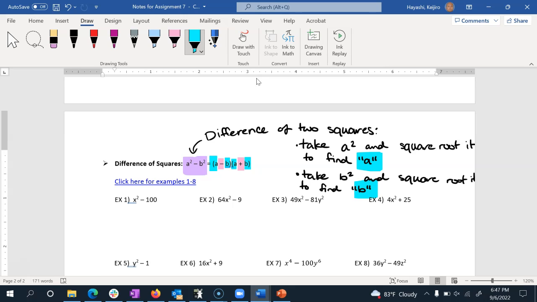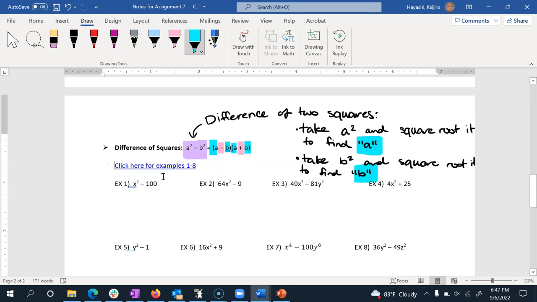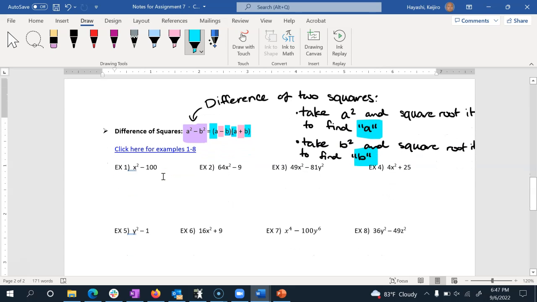You know, once you find out what a and b are, one of the factors is a minus b, one of the factors is a plus b. One's a plus, one's a minus. Okay. And the more that you do this, the easier it'll be, which I guess sort of tends to be how it is. Okay, so let's just look at example 1.